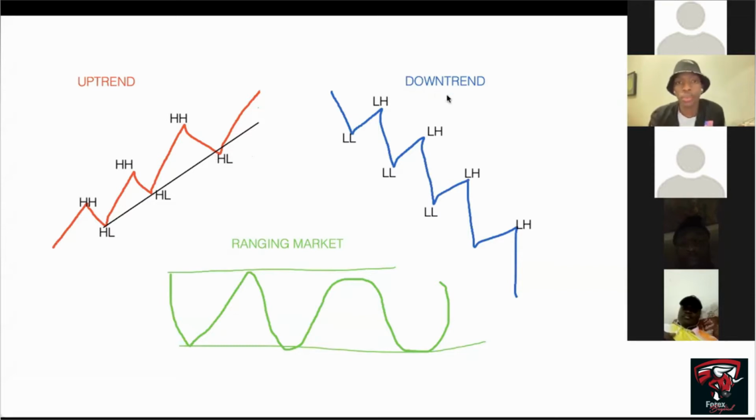And the same for a downtrend, right? Let me first explain this one. In a downtrend, guys, the market creates lower lows and lower highs, lower lows, lower highs, lower lows, lower highs. The best way to remember this is to look at it as low meaning close to the bottom, and high being at the top. So lower low goes at the bottom, lower high at the top, lower low at the bottom, lower high at the top, and lower low.